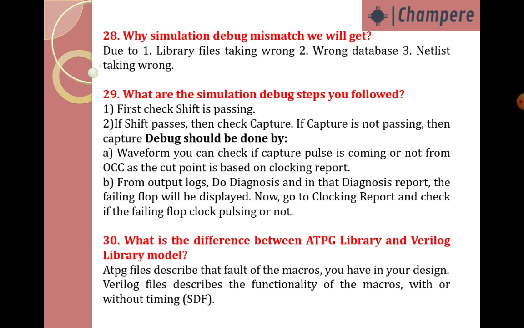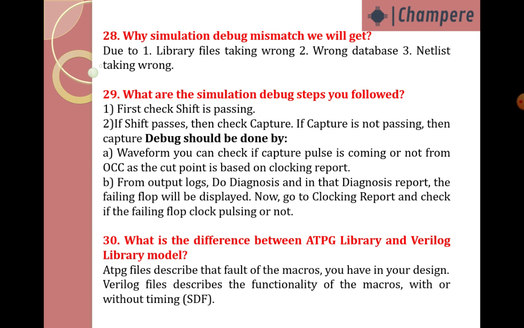Why do simulation debug mismatches occur? Due to library file issues, taking the wrong library file, wrong database, or wrong netlist. What are the simulation debug steps you followed? First check that shift is passing. Next, if shift is passing, then check capture. If capture is not passing, then capture debug should be done properly.